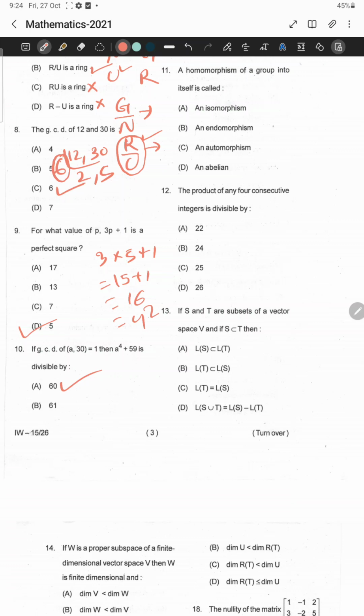This is a standard definition from group theory. A homomorphism of a group G into itself is called an endomorphism. So option B is true. Let us move to question number 12.